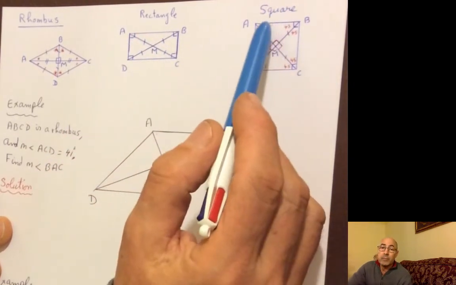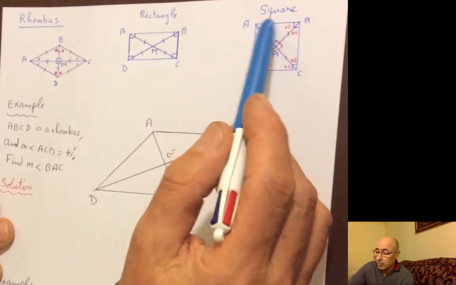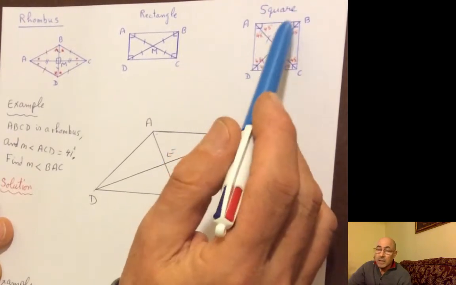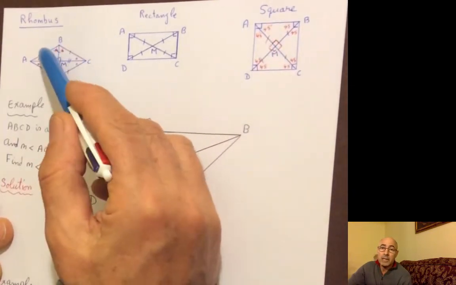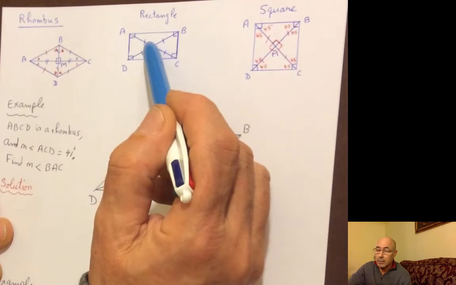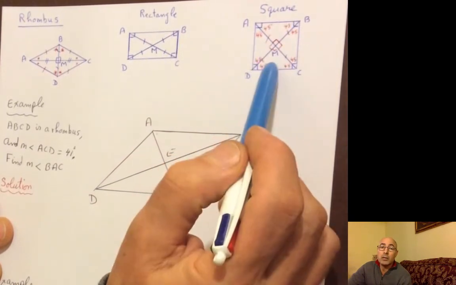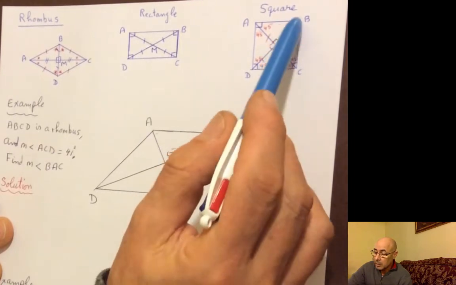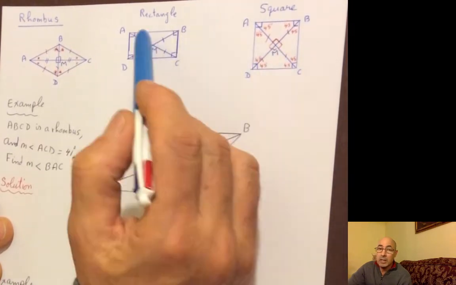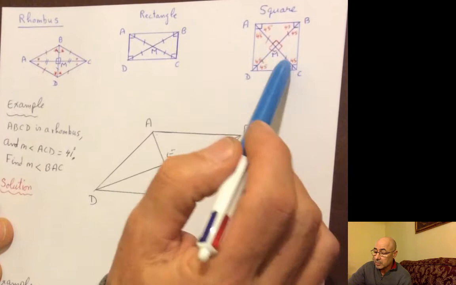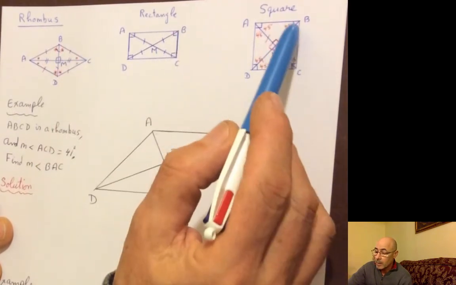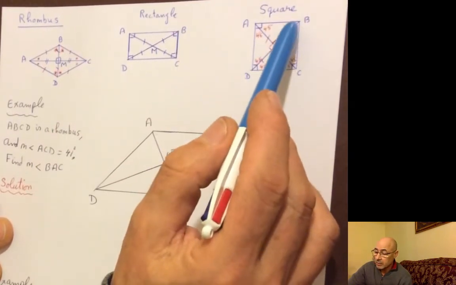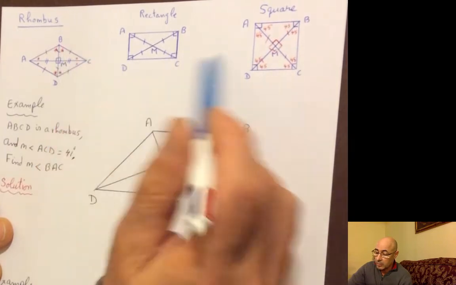Then we have the last special parallelogram, which is a square. It has all the properties of a rhombus and a rectangle at the same time. So all four sides are congruent and all four angles are right angles. The two diagonals are congruent as in a rectangle, the two diagonals are perpendicular as in the rhombus, and the diagonals bisect the vertex angles as in the rhombus.